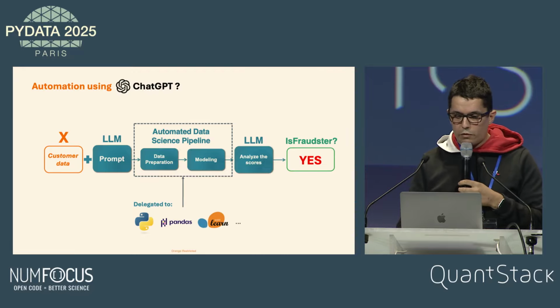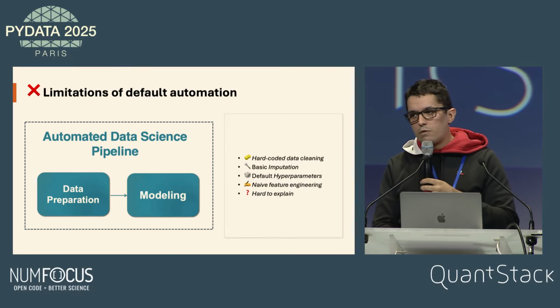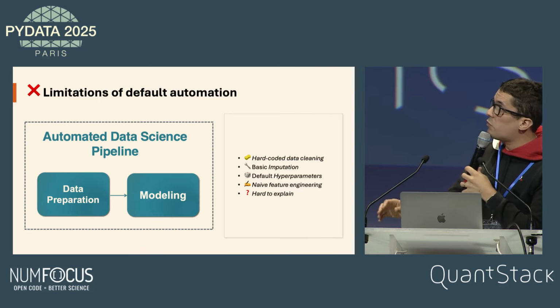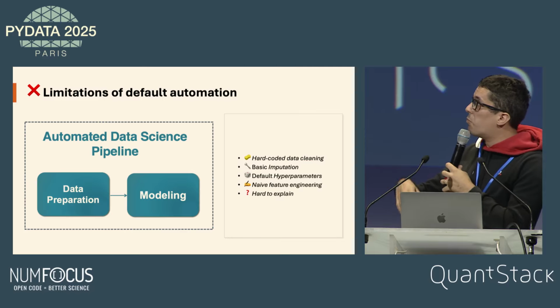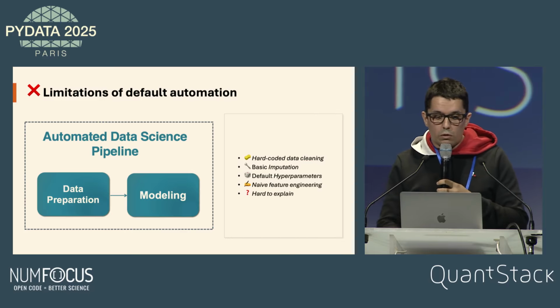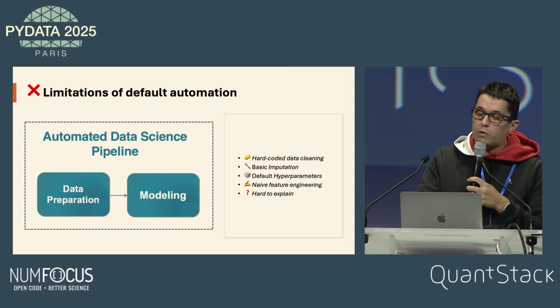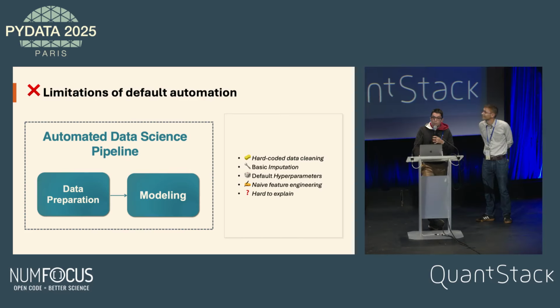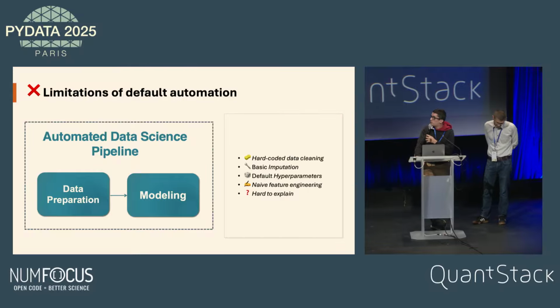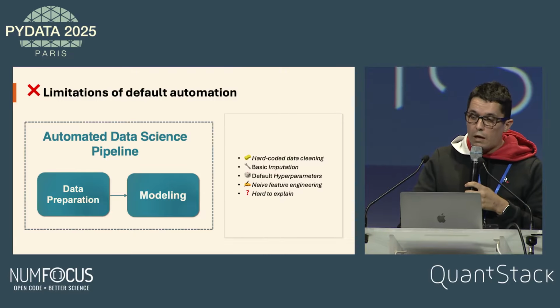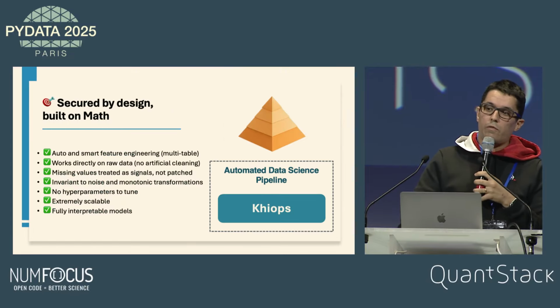So we have great tools for that, but it's not very specific to your business. So it will apply the most commonly used data cleaning technique, the most commonly used imputation. It will use default hyperparameters. We are in multi-table, so you will do a naive feature engineering. And the worst, it's when you run twice the same prompt with the same dataset, you have two different results. So it's not robust at all. So it's where we have KIOPS.